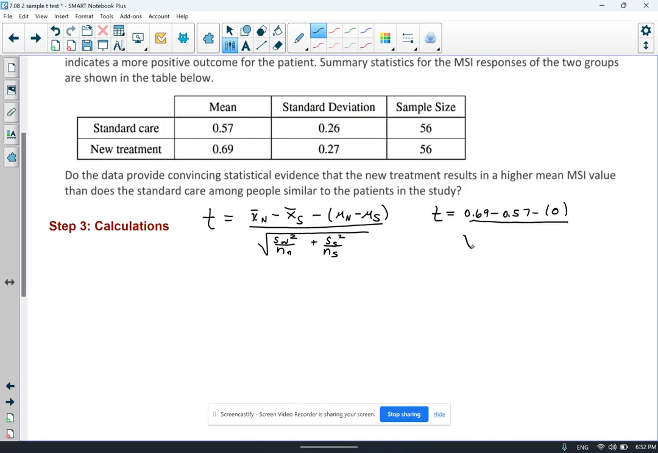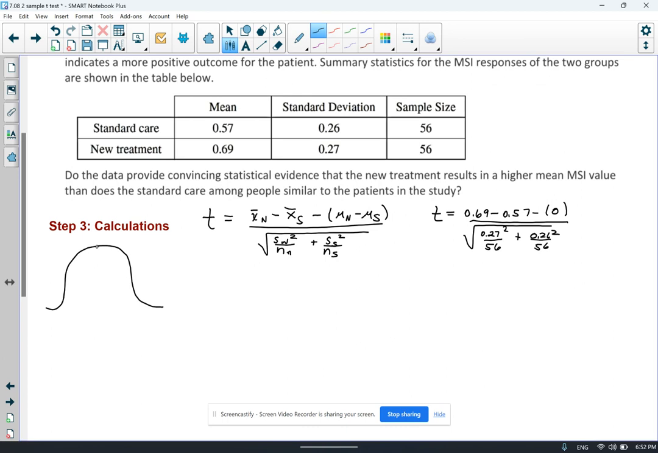And this is over the square root of 0.27 squared, that's the standard deviation for the new treatment, over the sample size, plus 0.26 squared over the sample size for the second treatment group.